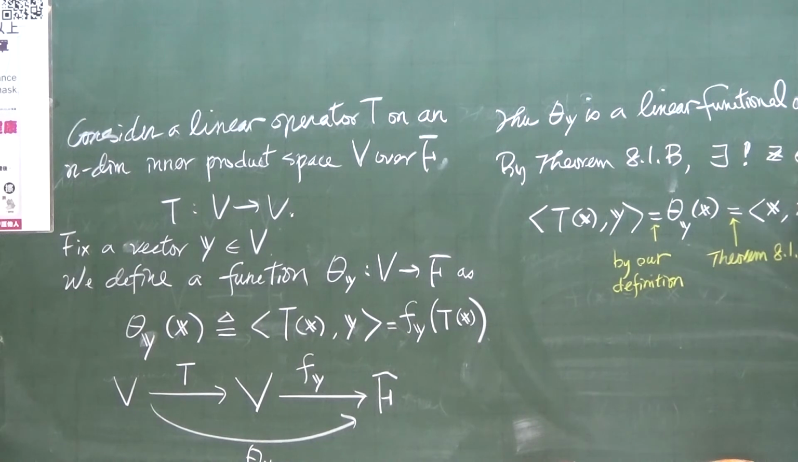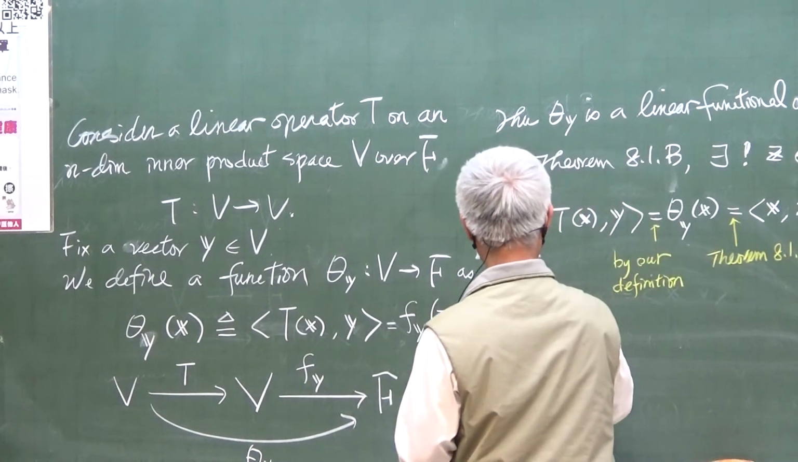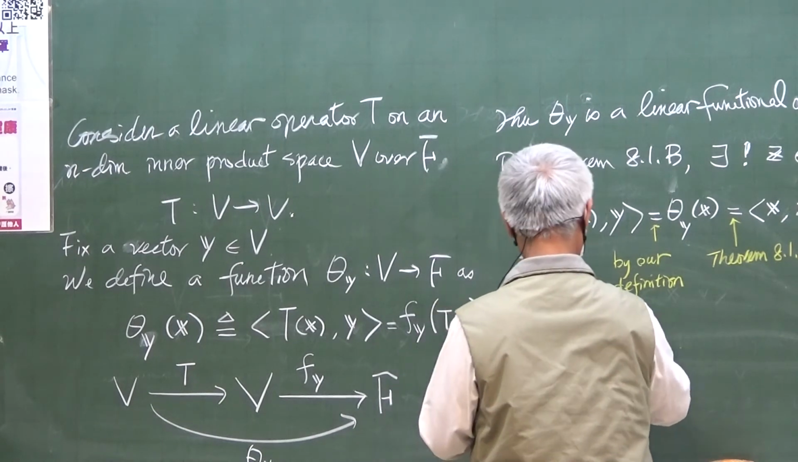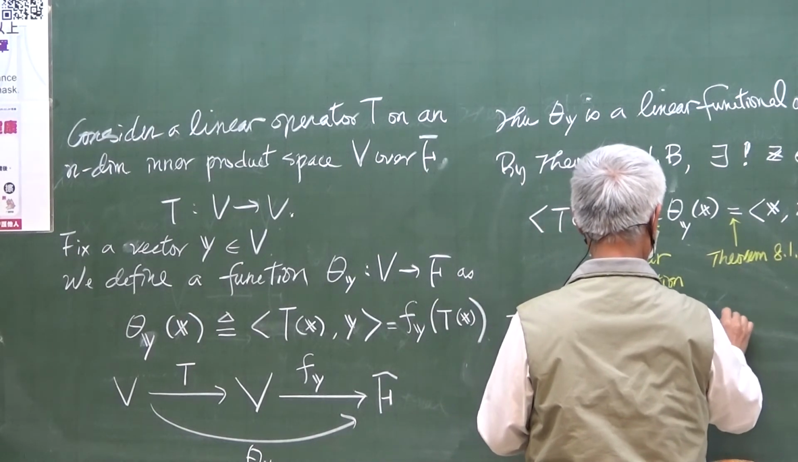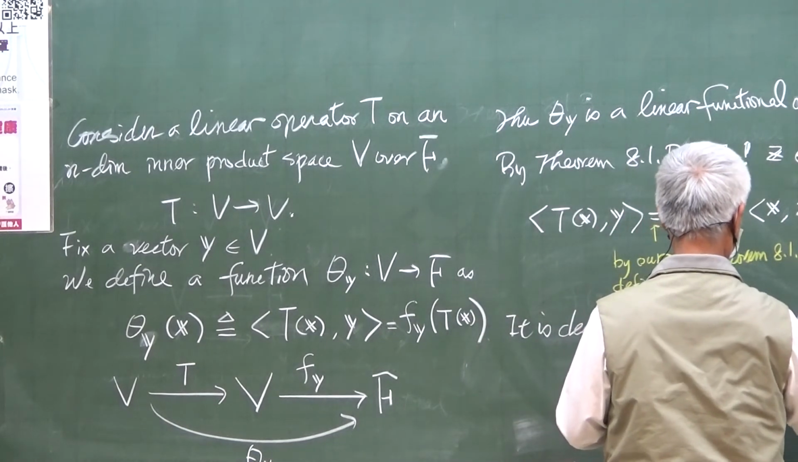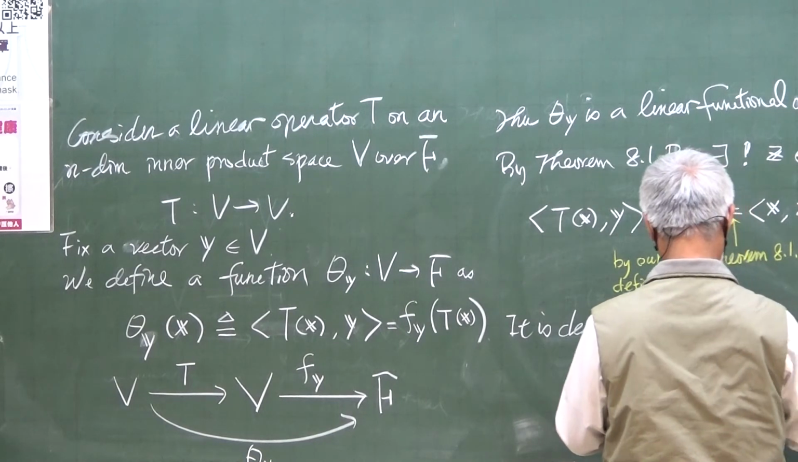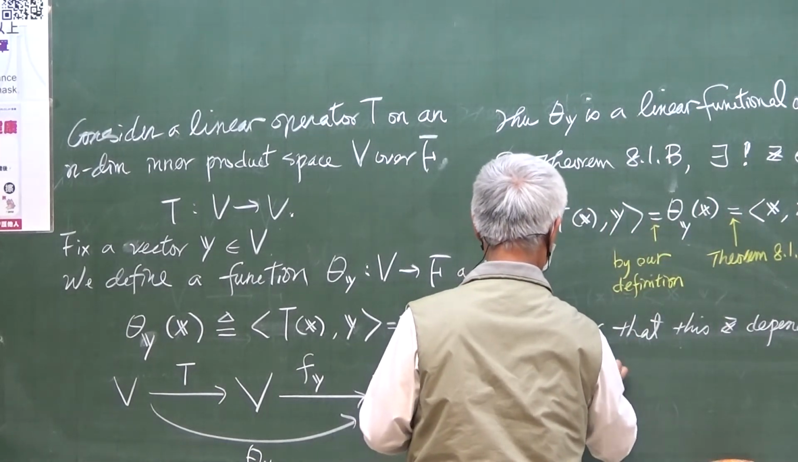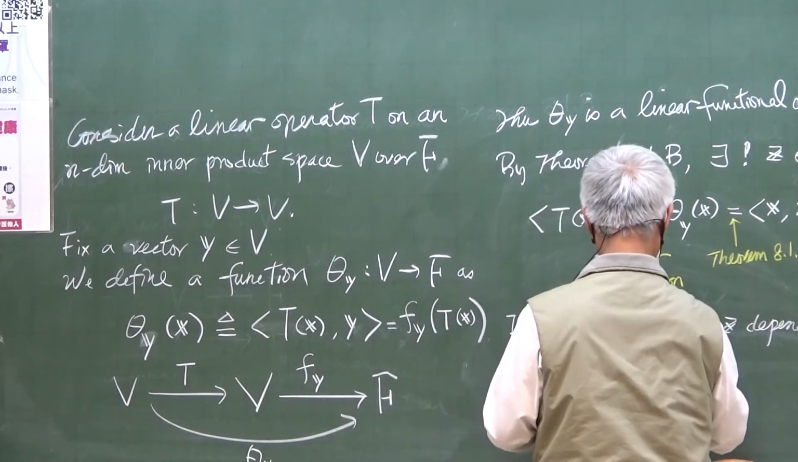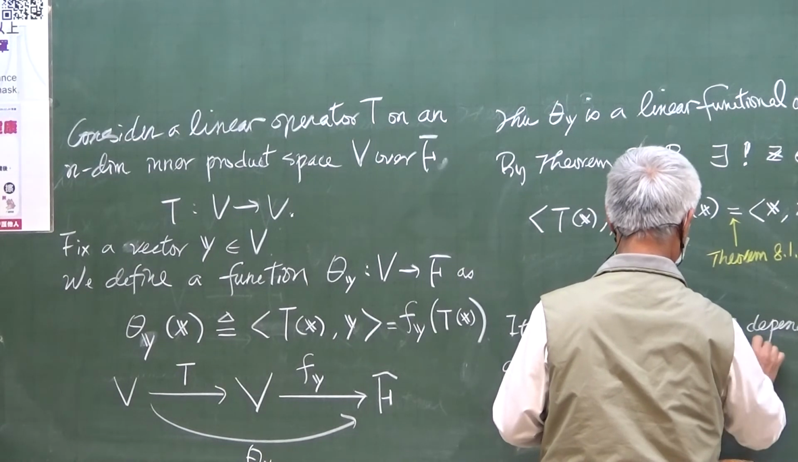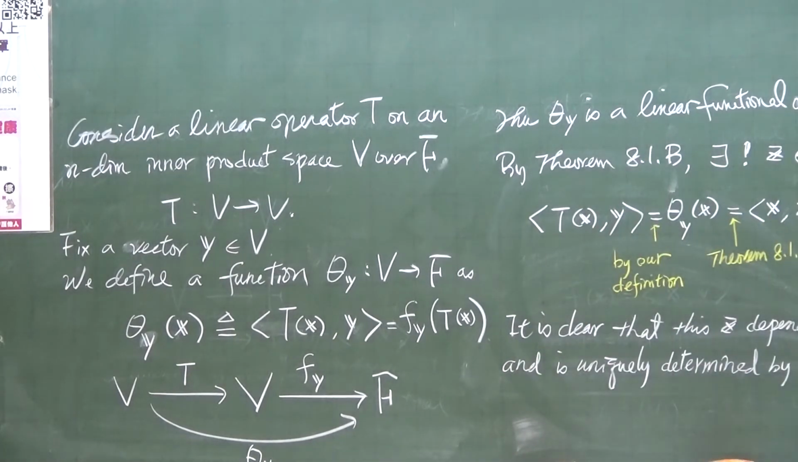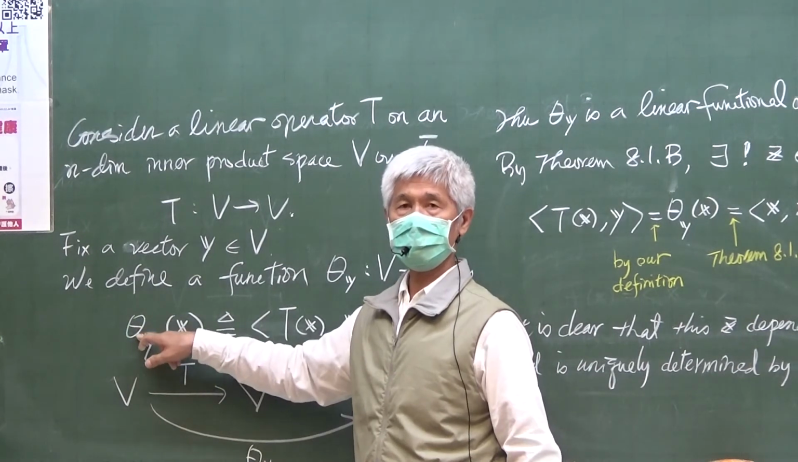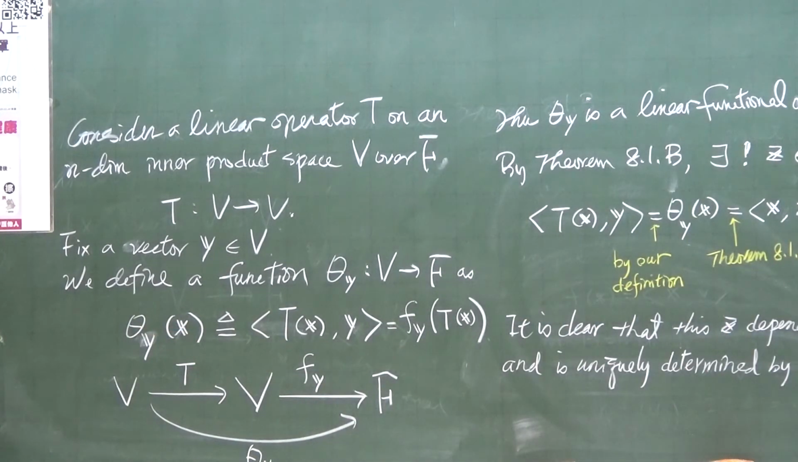And it is clear that this z vector depends on y and is uniquely determined by y. So as y changes, we have a different linear function, so we will have a different z. So z depends on y, and from this theorem, we know that z can be determined uniquely by y.